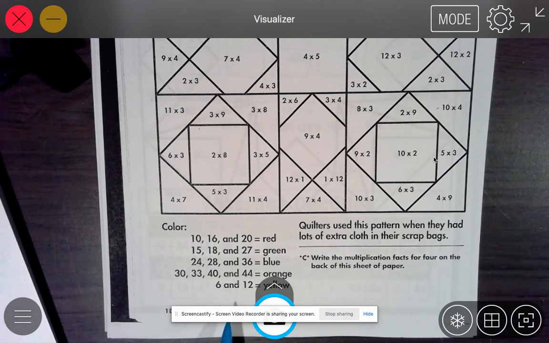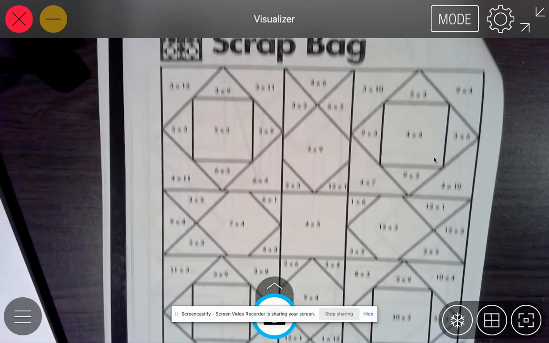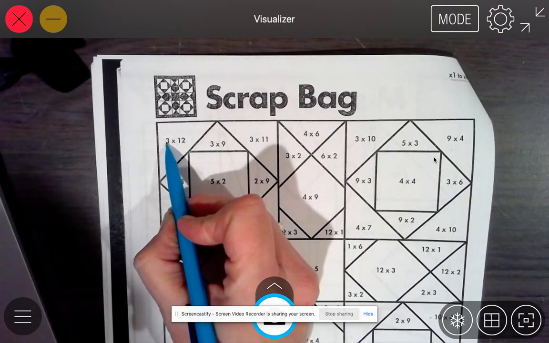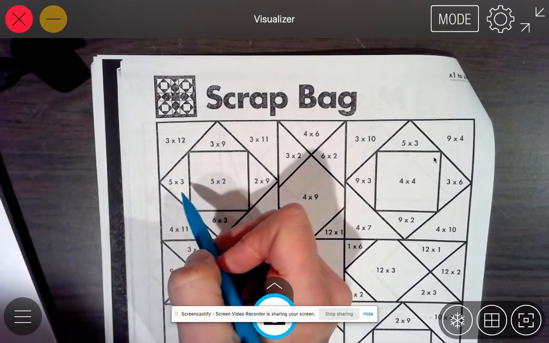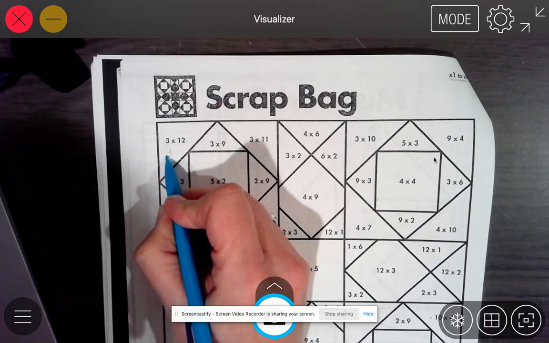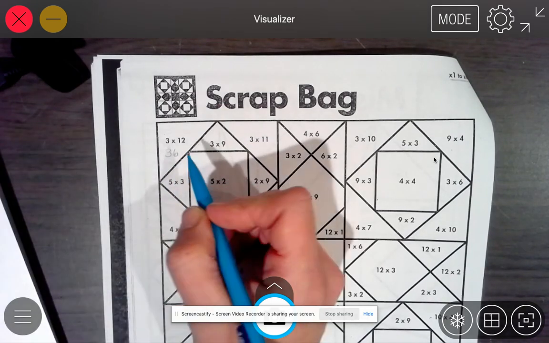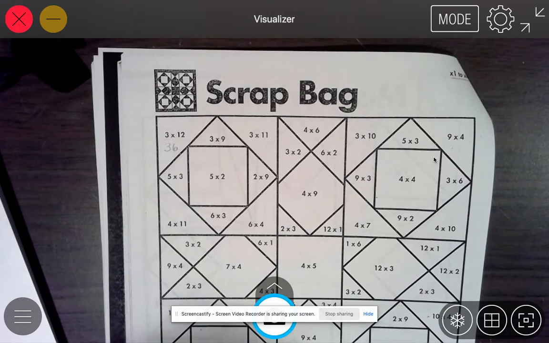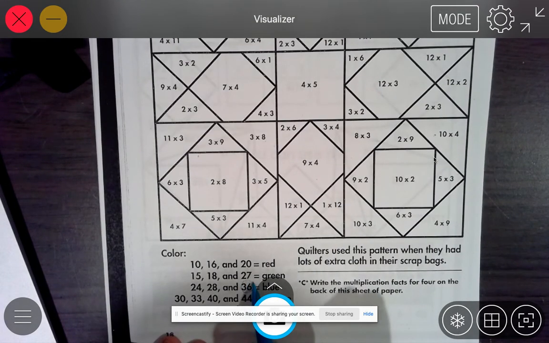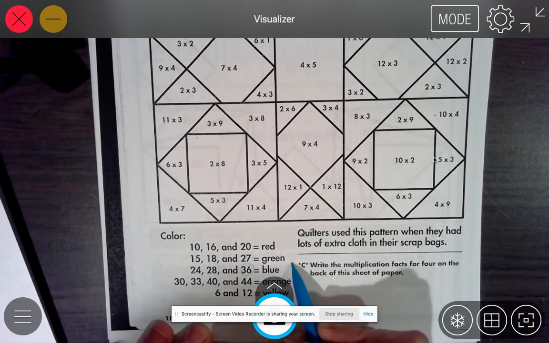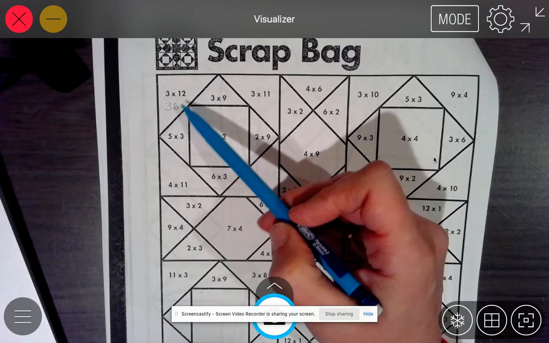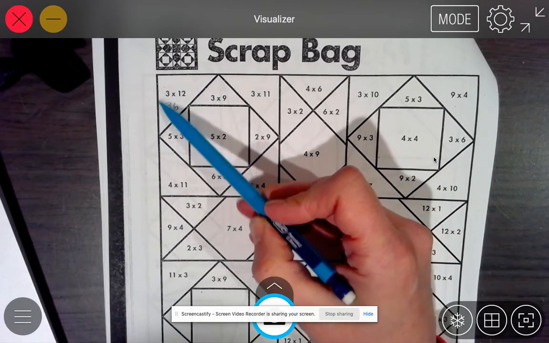So for example, if I was to start up here in the corner, you'll see that 3 times 12. What is 3 times 12? 3 times 12 is 36. Now, I'm going to go down to my code and I'm going to look. 36 right here says the color blue. So since it says blue, I would then color that whole corner blue.